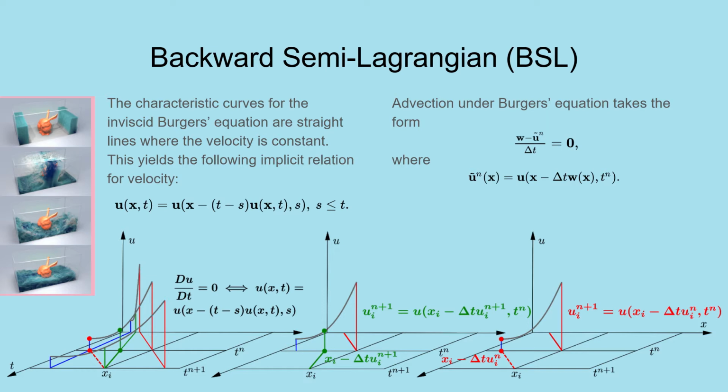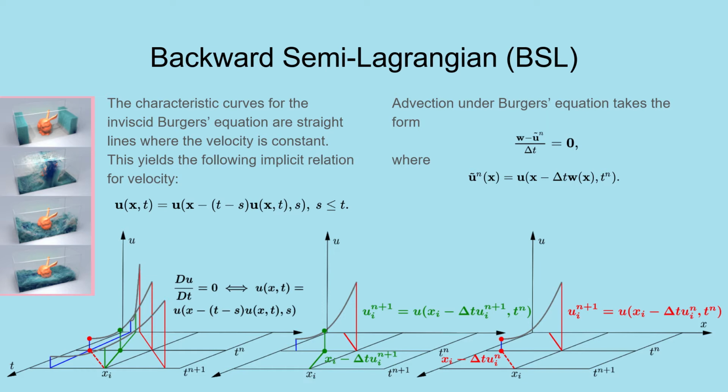On the left, 3 characteristics are shown in blue, green, and red. Note that green is the characteristic through node xi at time tn plus 1. In Semi-Lagrangian, on the right, using the time tn velocity u and I corresponding to red will not put us on the green characteristic at time tn, but instead on the blue characteristic, resulting in an underestimate of the velocity.